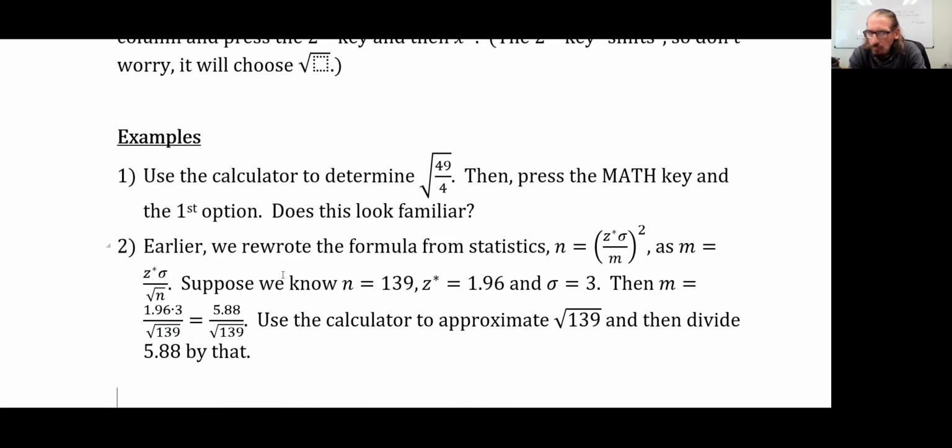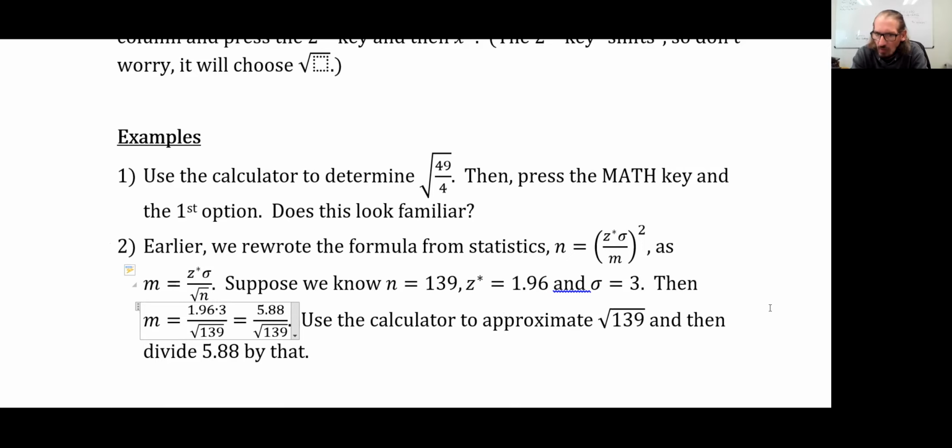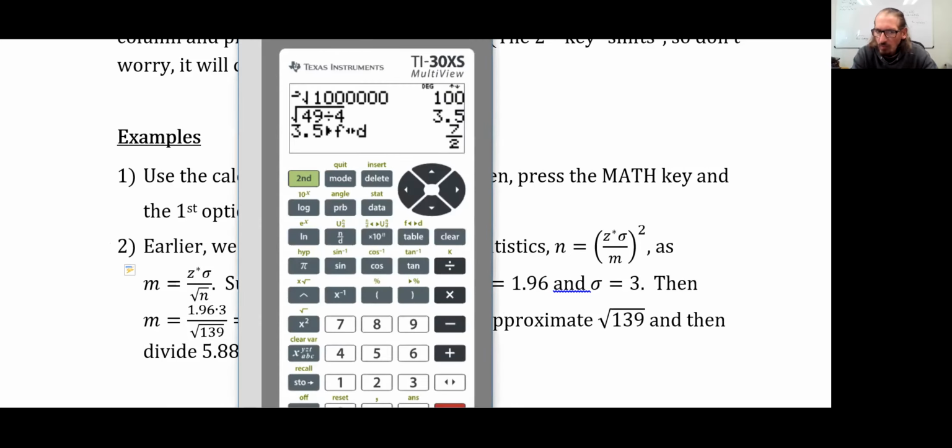So let's see here. Let's check this real quick. We had solved this formula to get m alone. So say that we are putting in n equals 139, z star is 1.96, and that funny symbol is a little Greek sigma, 3. So let's type this in.